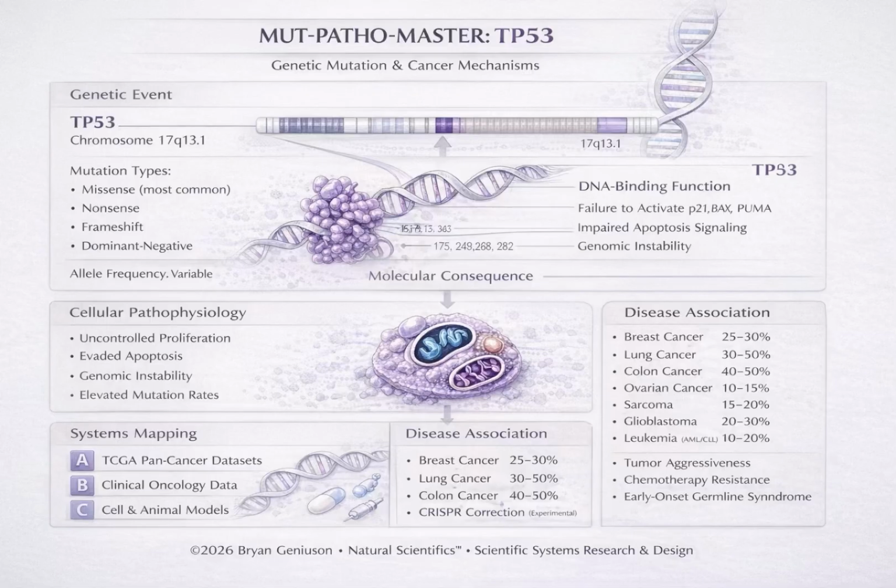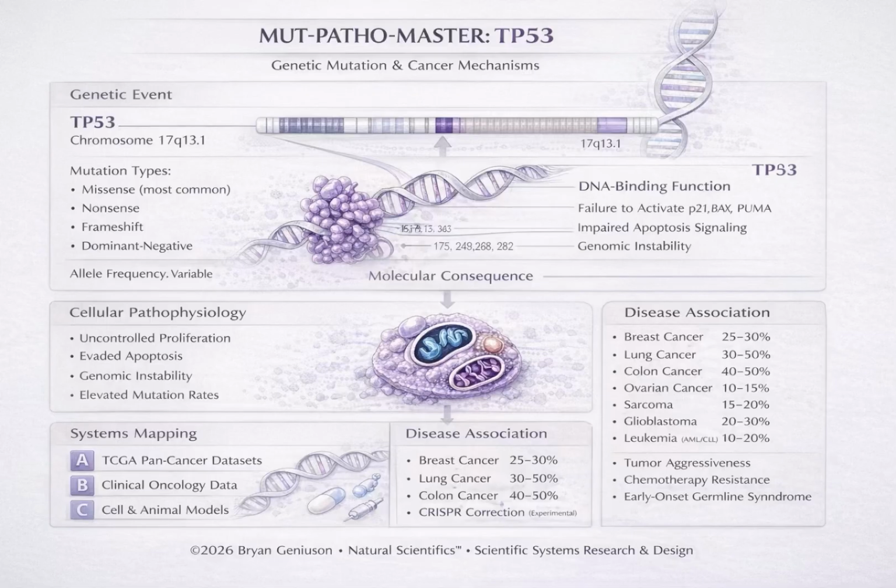TP53 is the most frequently mutated gene in human cancer, with alterations observed in approximately half of solid tumors. Most mutations occur within the DNA binding domain. Common mutation classes include missense substitutions, nonsense mutations, frame-shift insertions or deletions, dominant negative variants, and gain-of-function oncogenic mutants. Hotspot residues such as R175, R248, R273, and R282 are particularly vulnerable because they influence structural integrity and DNA interaction. These mutations may abolish tumor suppressor function, interfere with residual wild-type protein, or confer novel oncogenic signaling properties.